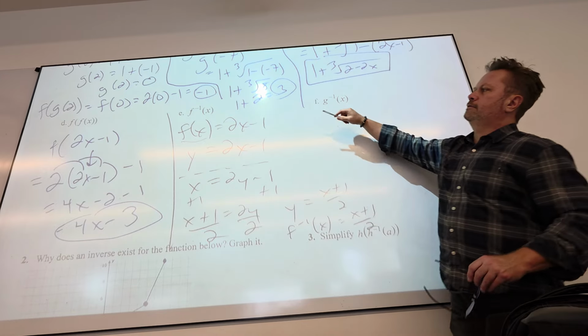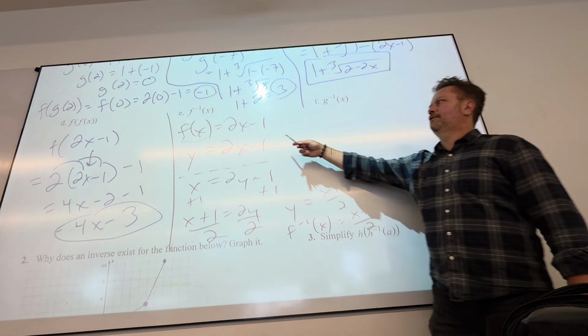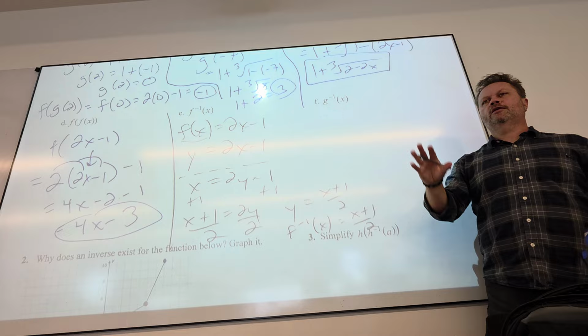The original function subtracts 1, this one adds 1, the original function multiplied by 2, this divided by 2. Okay, everything looks good.